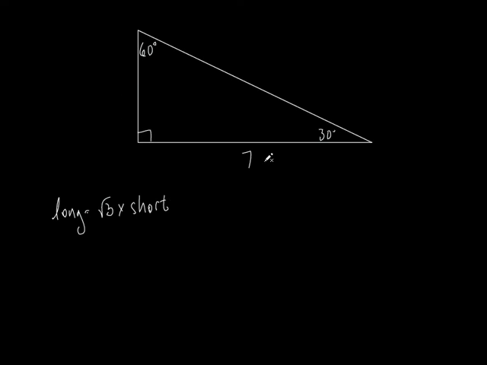So what do I know? I know the long side. If you can't just do this in your head, plug it into this formula. I know the long side, so the long side is 7 equals square root of 3 times the short side. Now, how do I get the short side by itself? How do I get rid of that square root of 3 if it's being multiplied? I divide. I divide by the square root of 3, so I come over here and I divide by the square root of 3.